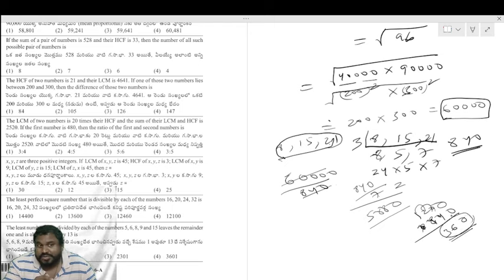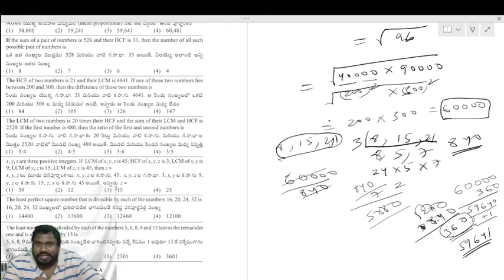So what I need to do, I should subtract 360 from 60,000. If I subtract, what I'll get? 59,640. But should I get the remainder as 0 or 1? Should get remainder as 1. So that should be added. So then it will become 59,641. So this is the answer. 59,641 is the answer. So the third option is the answer.